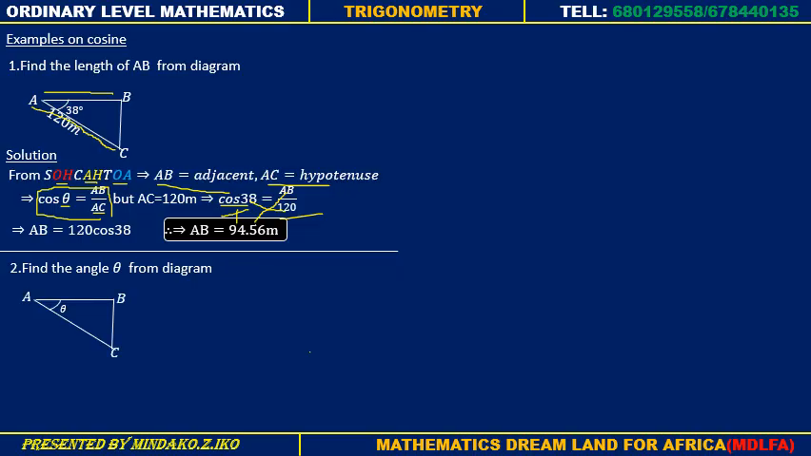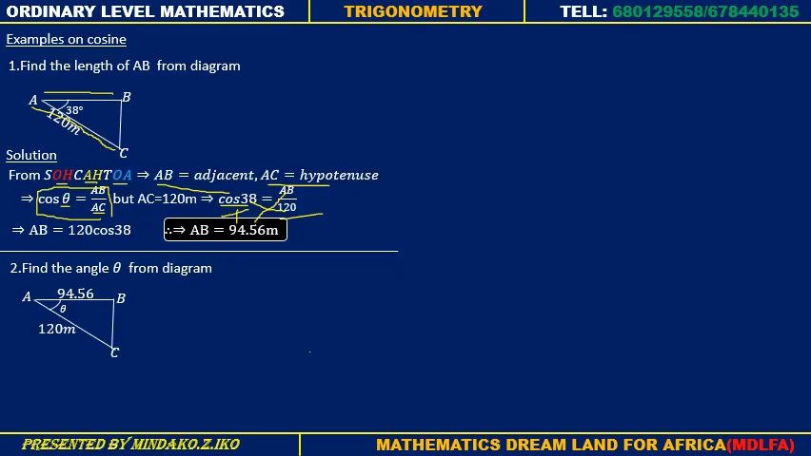They're asking for the angle theta from the diagram, but actually you cannot look for the angle theta without being given two sides. Either the adjacent, the opposite, or the hypotenuse must be given. So let's look at which of the sides are given. One side given is 120 meters, which is the hypotenuse. AC is 120 meters, and we also have that AB is 94.56.